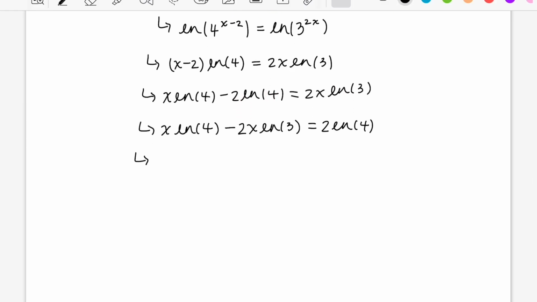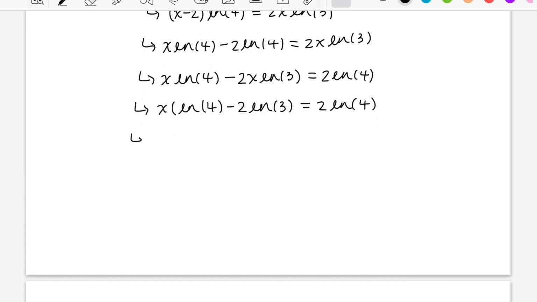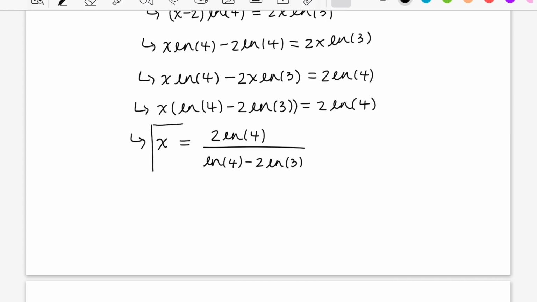Now that I have both terms with an x in them on this side, I can factor out an x. So we'll get ln 4 minus 2 ln 3 times x. And we still have our 2 ln 4 on the right-hand side. Now solving for x, we'll just divide by this term here. So we'll get 2 ln of 4 divided by ln of 4 minus 2 ln of 3. All right, so this will be our final answer.